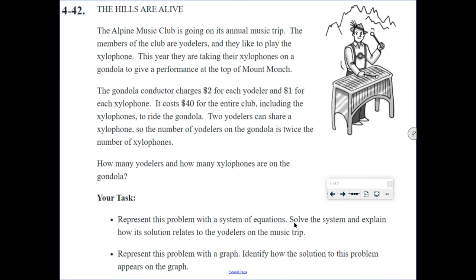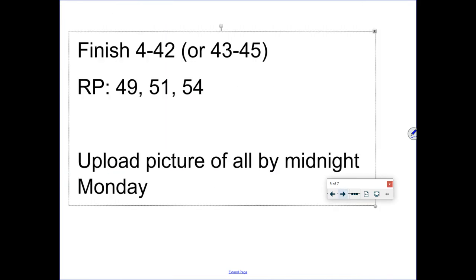But basically, I expect to see a nice graph. I expect to see how the solution to this problem appears on the graph with details. And I also want to see the system of equations and an explanation of how the solution relates to the yodelers and xylophones on the trip. Got it? So your task is to finish problem 442, or again, you can do 43 through 45. It just walks you through the process. Your review preview is 49, 51, and 54. Then you're going to upload pictures of all of them by midnight on Monday. So please make sure you have that by midnight Monday night. Got it? That is your task.